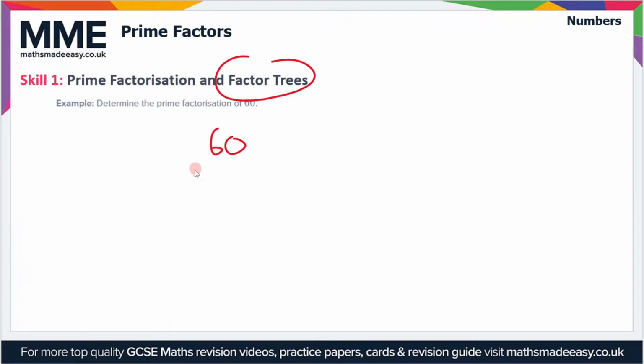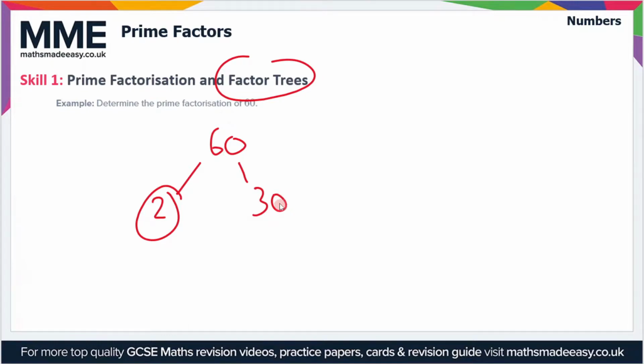So let's illustrate this with the number 60. So 60 we can divide by 2 first of all. Now 2 is a prime number, so that gives us 2 and 30. So 2 times 30 is 60. Now anytime you do a factorisation and you get a prime number, you should circle it. So that helps you keep track of which numbers are prime.